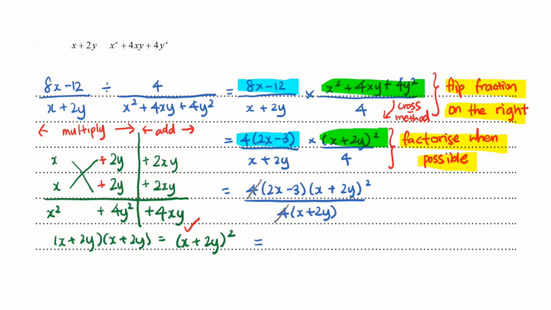Do take note that 2x minus 3 is together on its own because of the brackets. We also see that x plus 2y bracket square is together. So it can be cancelled out with the x plus 2y with the brackets at the denominator. So I will only be able to cancel away one single x plus 2y. Therefore, the answer that we will arrive at the end will be 2x minus 3 multiplied by x plus 2y.